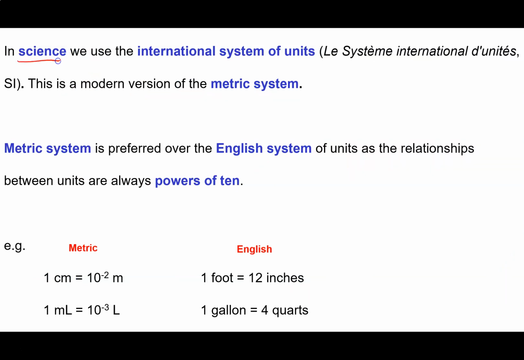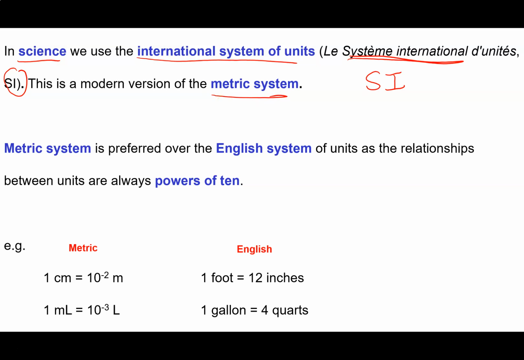Now, in science, we use the International System of Units. And this was developed in France. It's called Le Système International d'Unités. And so for that reason, we'll often talk about using the SI system of units from Système International. Okay? So what is this? Well, it's basically the modern version of the metric system.